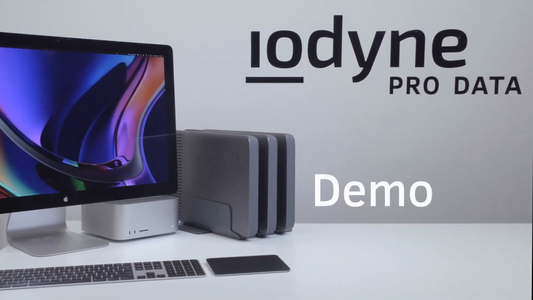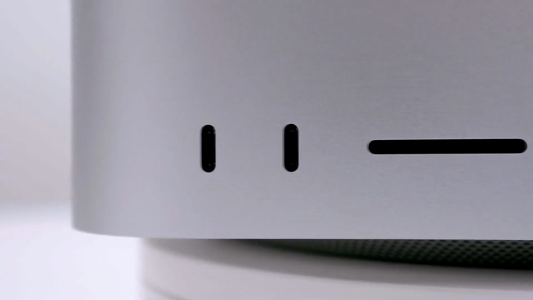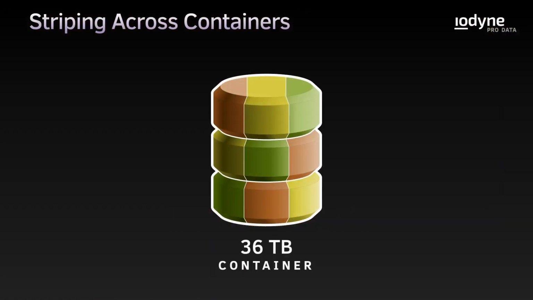In this video, we're going to walk step by step through how we maxed out the M1 Ultra Mac Studio's 6 Thunderbolt ports using breakthrough NVMe multipathing and a RAID stripe that spans 3 Pro Data devices.